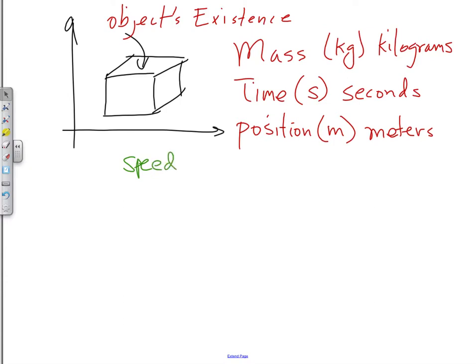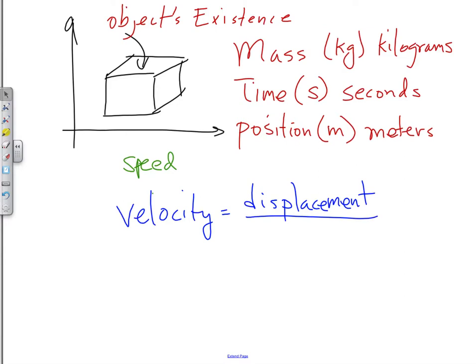This time, we're going to talk about another quantity. It's similar to speed. Speed is actually the magnitude of this quantity. And this quantity is velocity. And velocity is displacement, which is a vector over time.